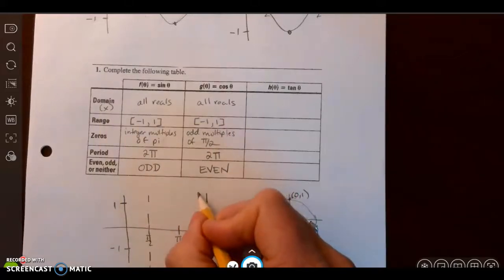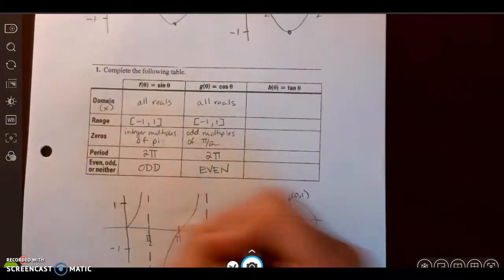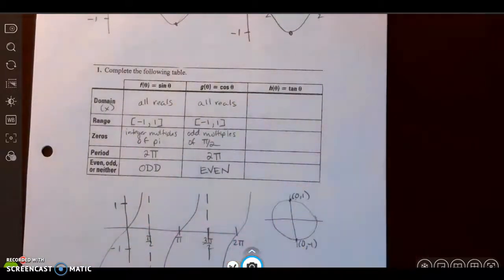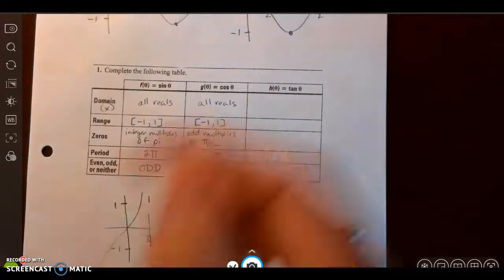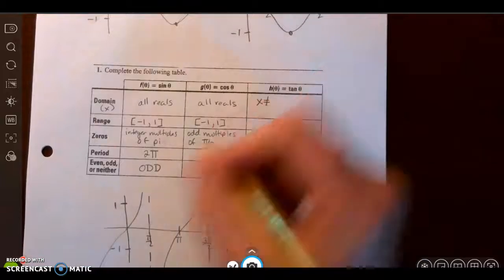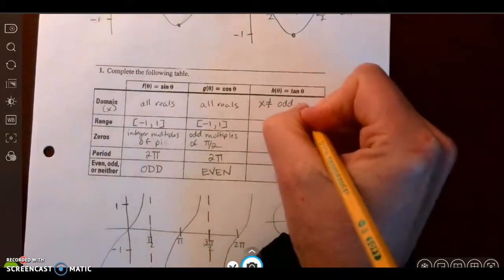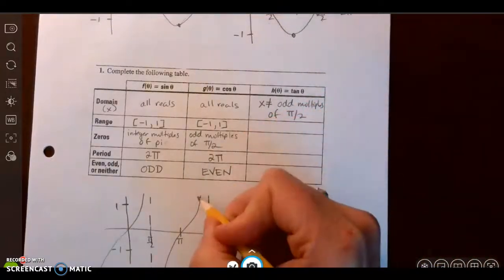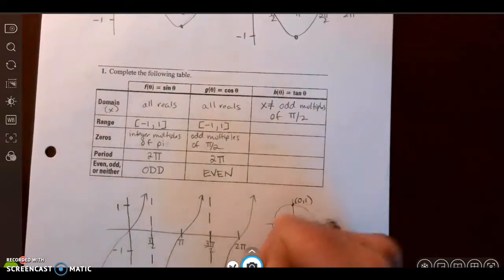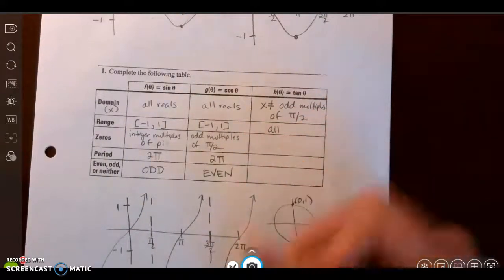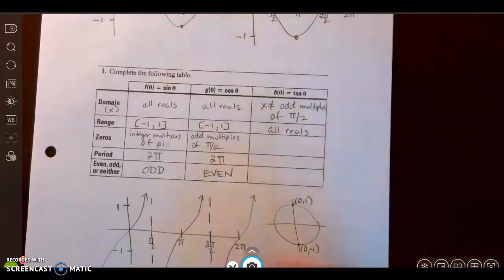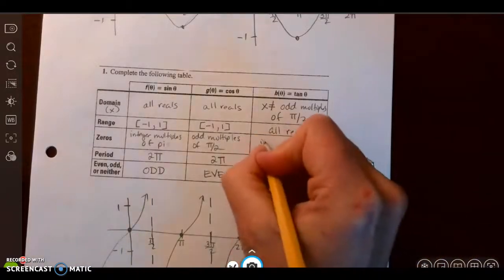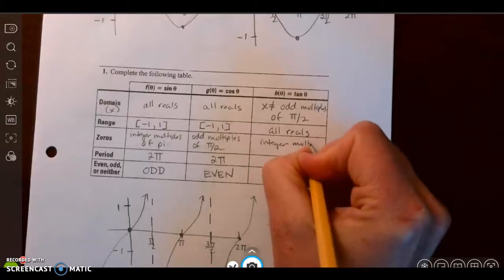And then I remember that I have those curves that look like this in between. So my domain is x cannot equal, look where the asymptotes are, odd multiples of pi over 2. The range, this goes on and on. This is going to be all reals because it goes up forever and down forever. The zeros, it hits here at 0, pi, 2 pi, 3 pi, all my integer multiples of pi, just like my sine.